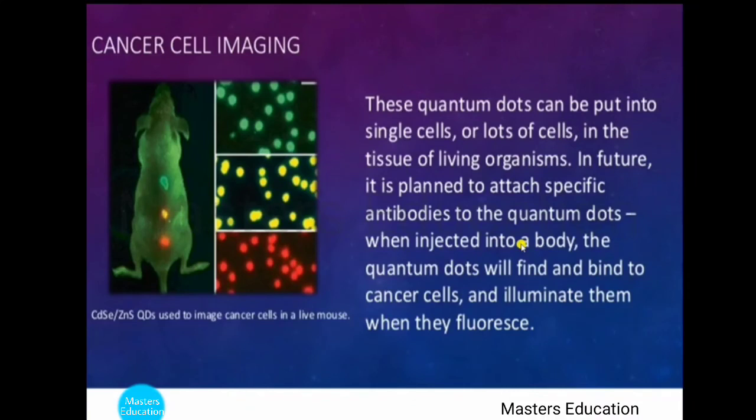Next is cancer cell imaging. The quantum dots can be put into a single cell or a lot of cells in the tissue of a living organism. In future, it has been planned to attach a specific antibody to the quantum dot, so that when injected into a body, the quantum dot will find and bind to the cancer cells and illuminate them when they fluoresce. We can apply this also in coronavirus identification.